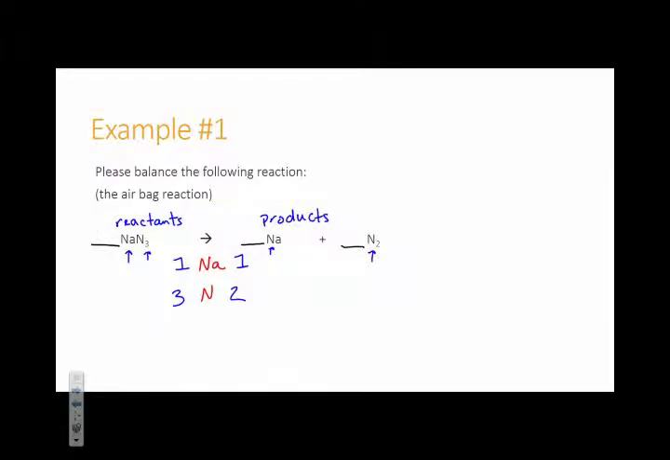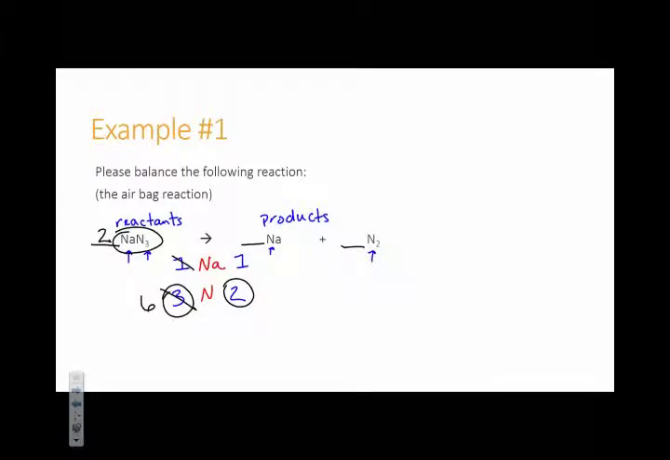Now I'm noticing I've got an odd number here and an even number here. Generally, a way to cope with that kind of problem is to turn your odd number into an even number by multiplying by 2. So that changes my 3 to a 6. It also impacts the sodium, because that 2 applies to the entire molecule. So this becomes a 2.